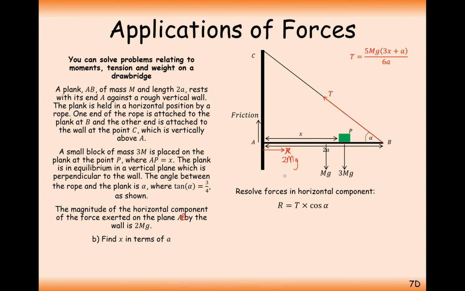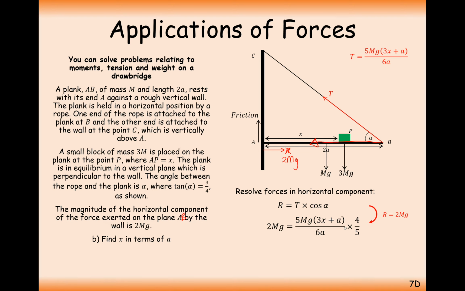So in this case, we're going to set rightwards forces, that's R, we'll replace that with 2mg in a second, equal to T cos alpha, the force that's travelling along in this direction here, that's the cos component of alpha. So, substituting in T, we've found the value for T earlier, so that will get replaced. R will get replaced with 2mg. So substituting in both of those expressions, we're going to have 2mg on the left. We're going to have 5mg brackets 3x plus a all over 6a on the right, times by cos alpha. And if you remember from before, cos alpha is equal to 4 out of 5.